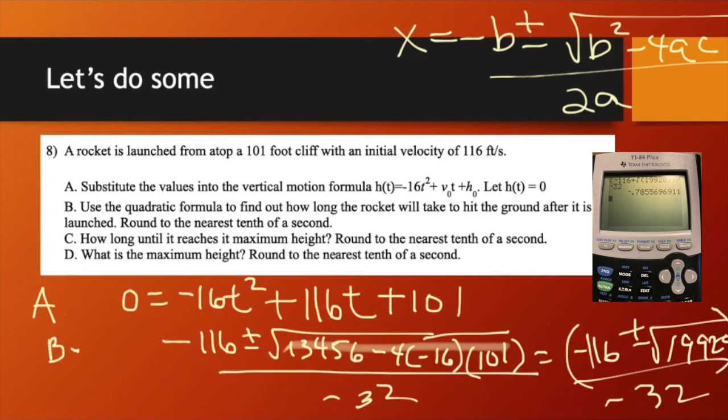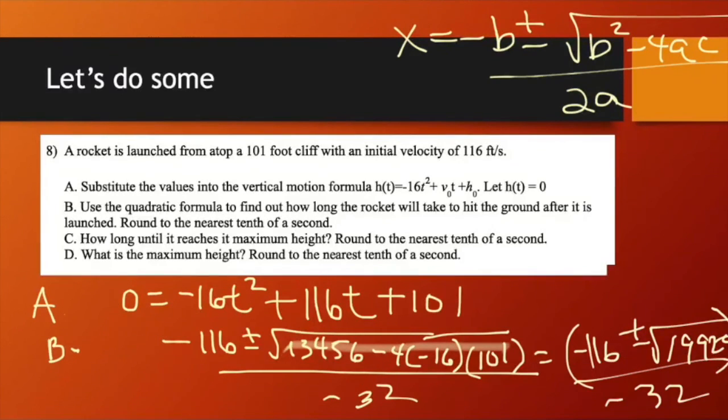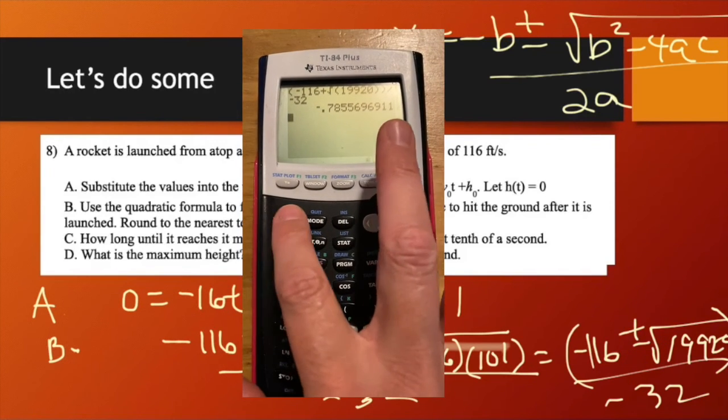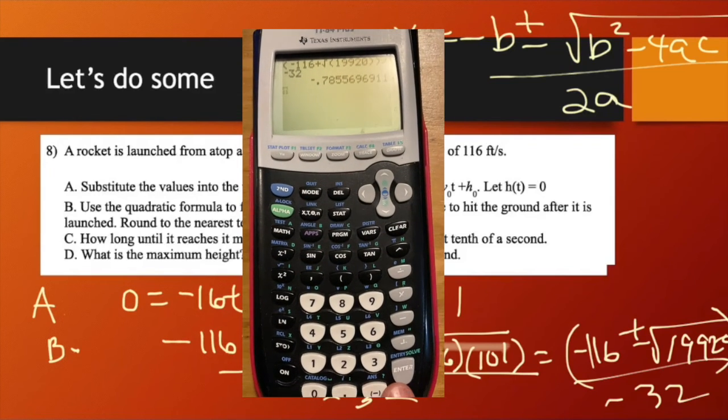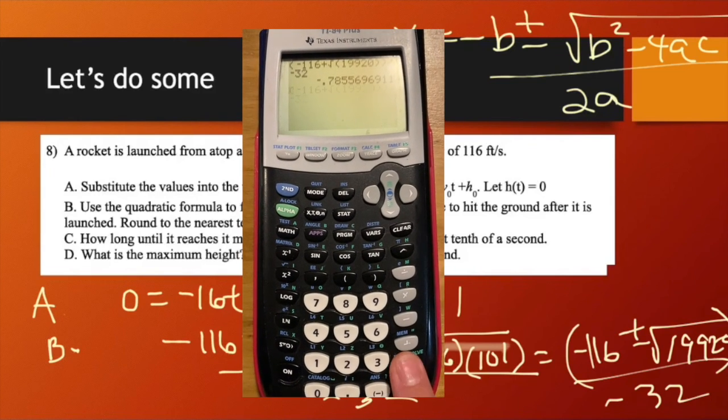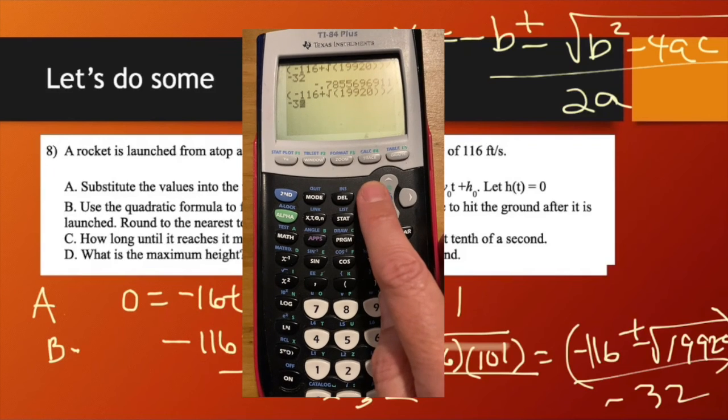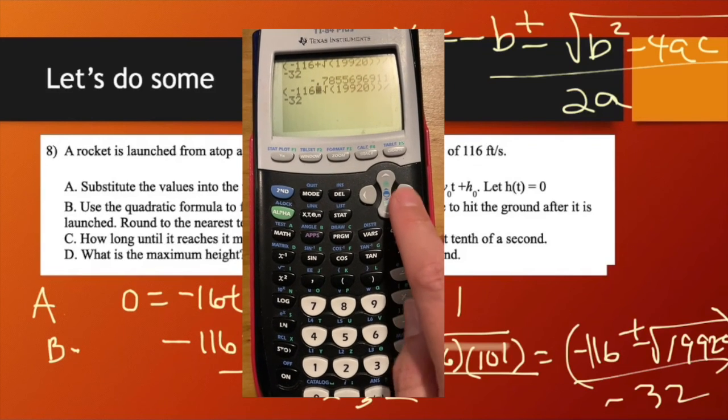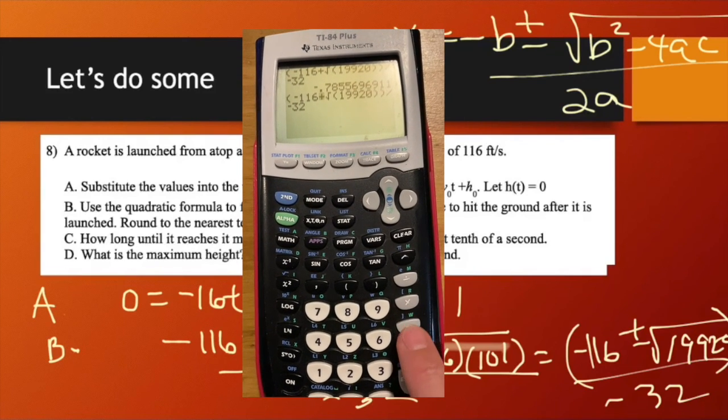Can we have a negative time? The negative 0.78 something or other is not a valid answer. So we're going to have to use this plus or minus and change it. We did the plus, now we're going to change the minus. We use the second enter on our calculator, scoot back, change that positive to a negative, and hit enter.